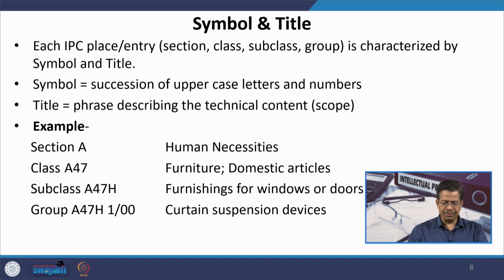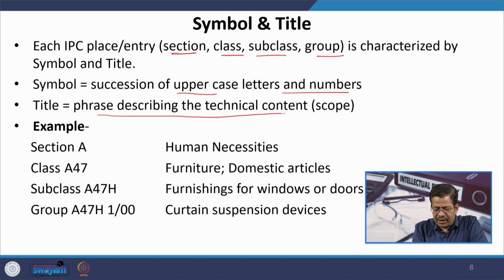Now, let us come to how IPC operates. That is the most important part of this particular discussion. There are different levels: section, class, subclass and groups, and these are given special symbols and titles. Symbols are in the form of uppercase letters and numbers. Titles are phrases describing the technical content or the scope of that particular IP.